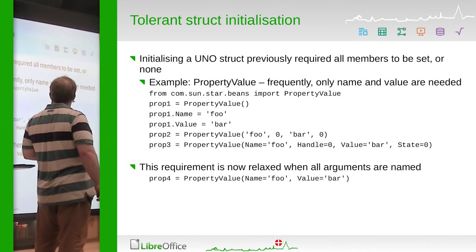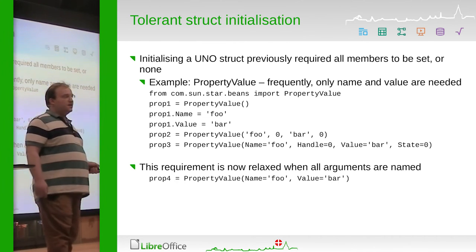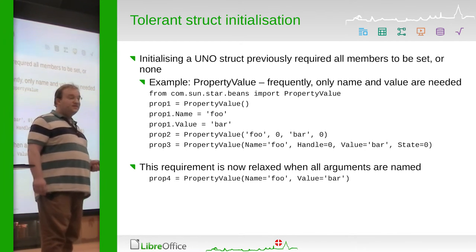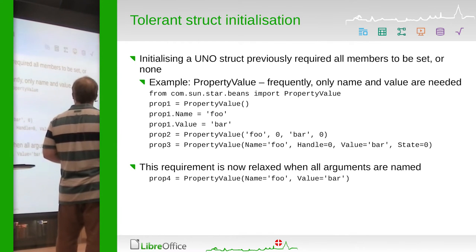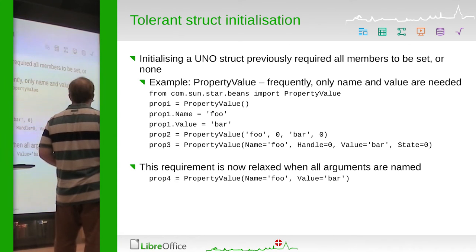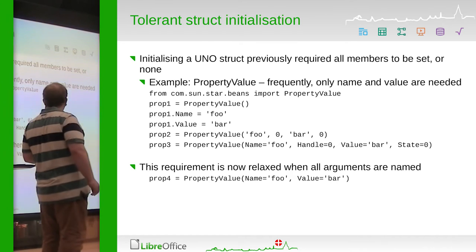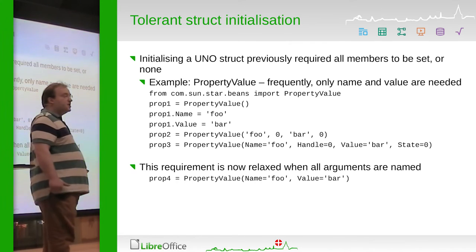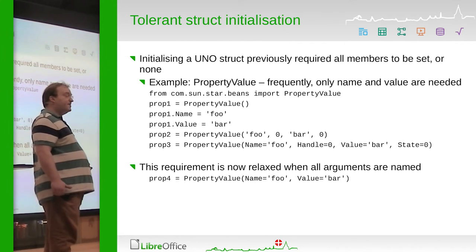Another common use case is that everywhere in the API you will find property values, which are key value pairs. They unfortunately also have a couple of other fields, which you usually don't need to know anything about. But previously you were forced to either create one empty and fill in the bits you want yourself, or use all four of the members, even though you don't care about two of them. So I relaxed that. In the case where you don't name your arguments, you still have to give all of them, but when you do name them, it doesn't force you to give the other ones that you don't need. I didn't see a way that that could break anything, so I went ahead and did it.